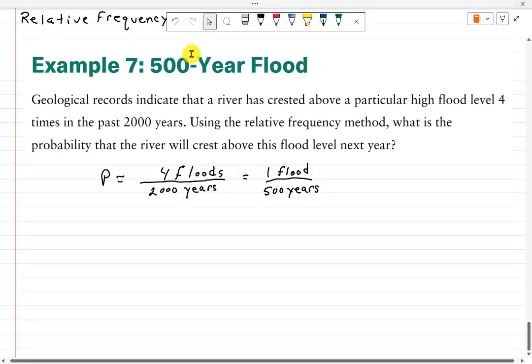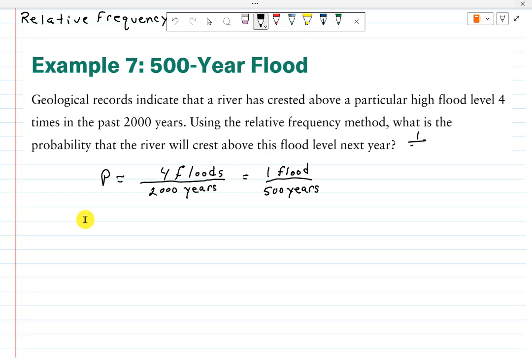That means the chances of this happening in the next year are exactly the same as they have been. So what is the probability that the river will crest above this flood level next year? Well, it's exactly 1 out of 500. We're using the past data to predict the future.